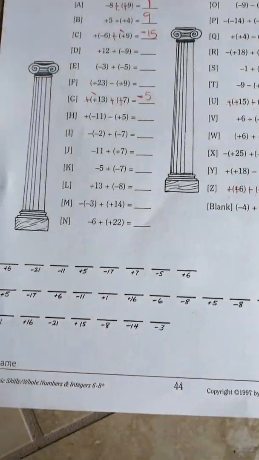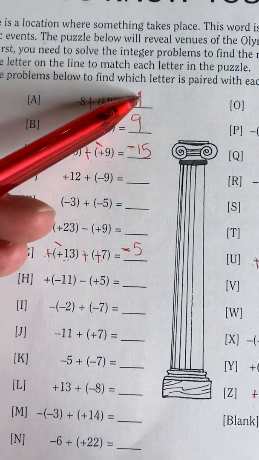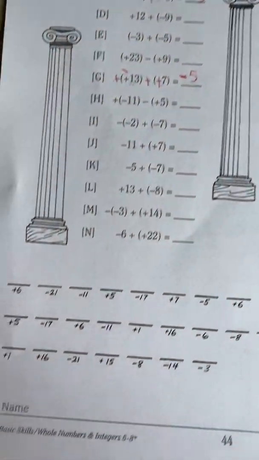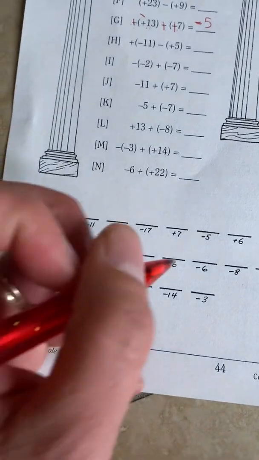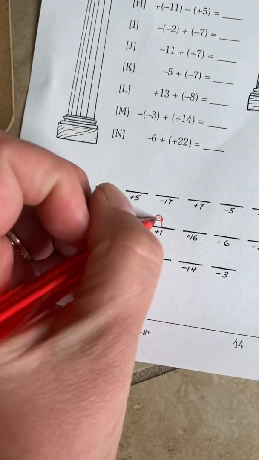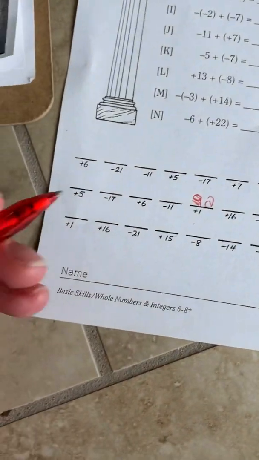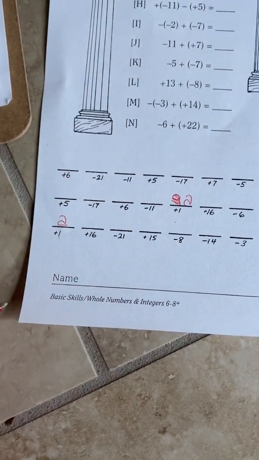Now for this puzzle down here. If we look, our answer here was a 1. It matches with A. So I'm going to look for any positive ones. There's 1, and I'm going to write A. Sorry, I make my A's like this. Here's another positive one, so I'm going to write an A.